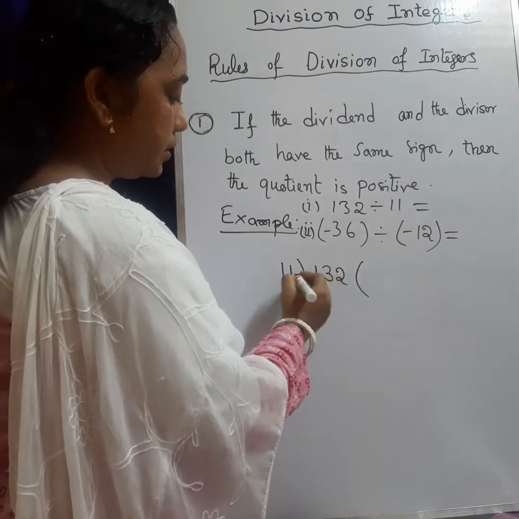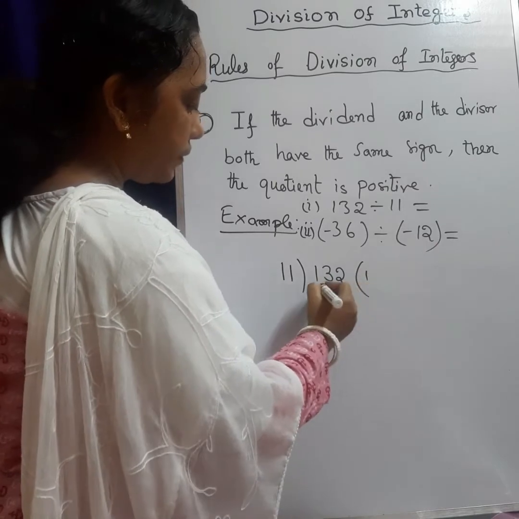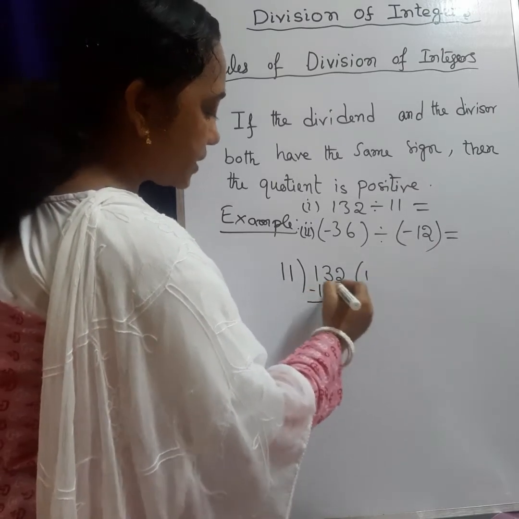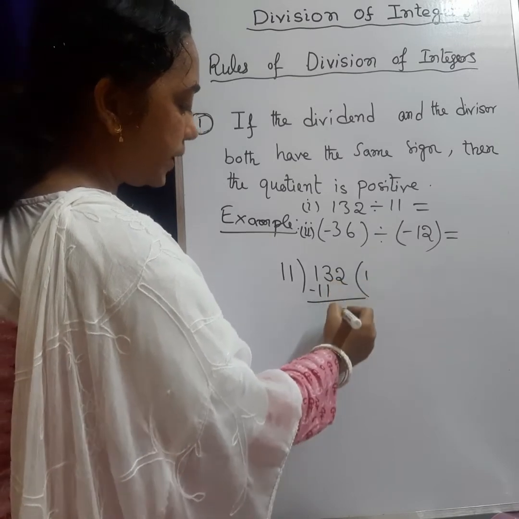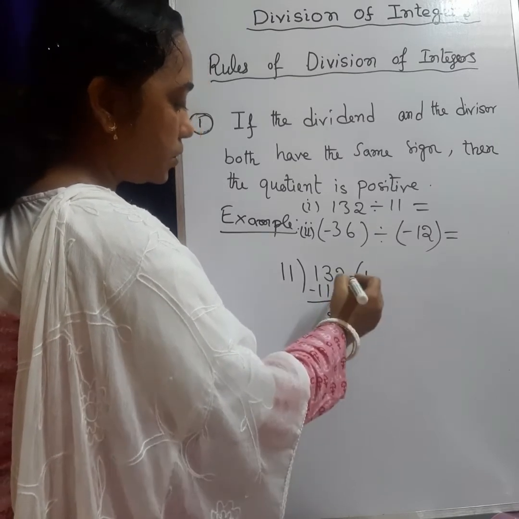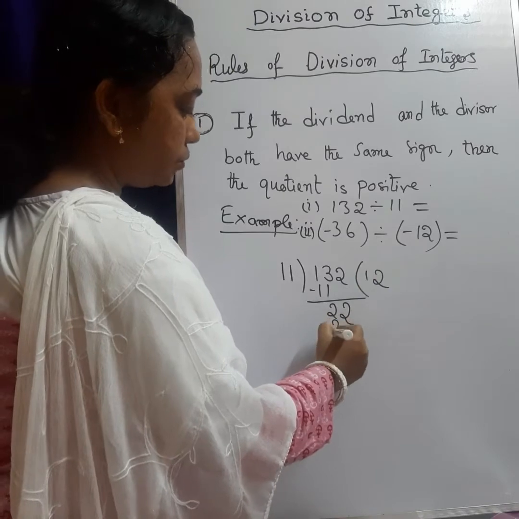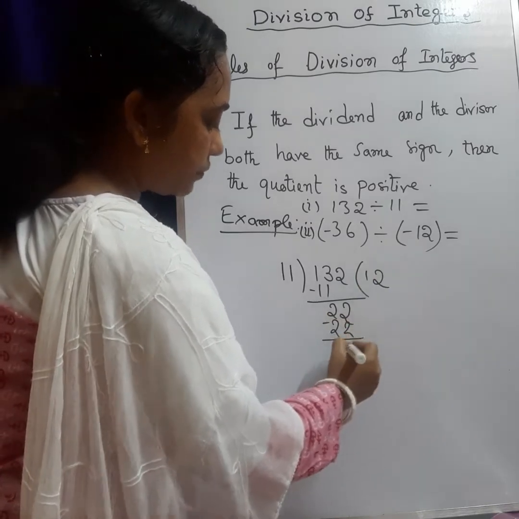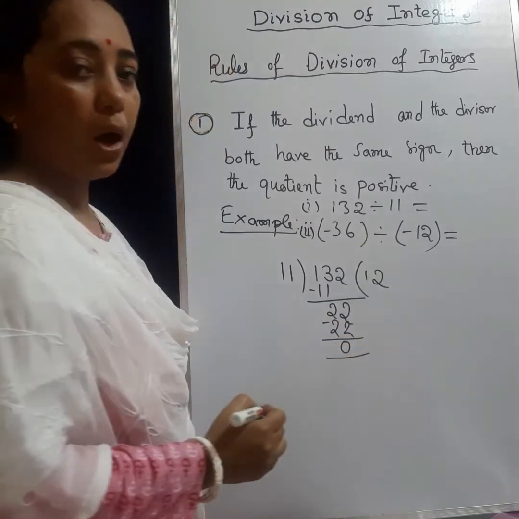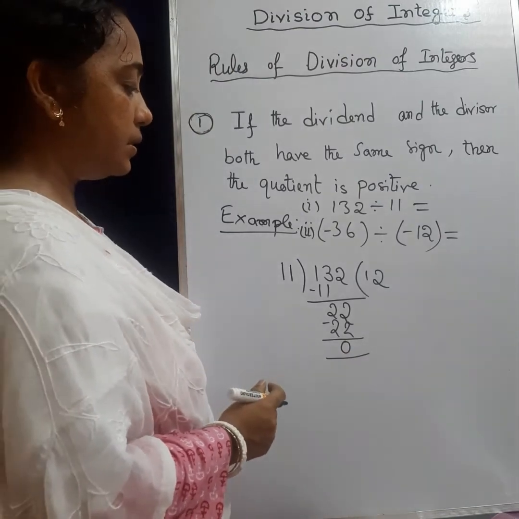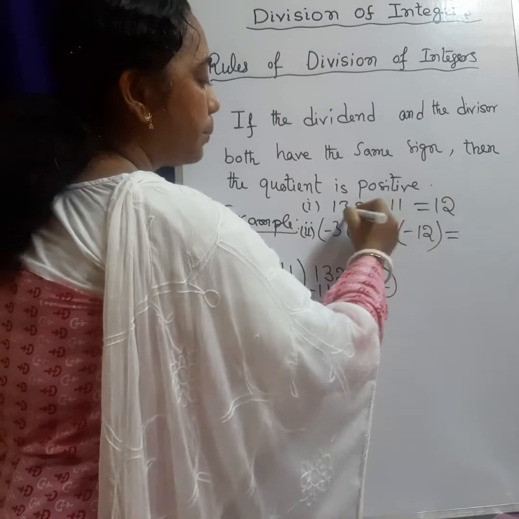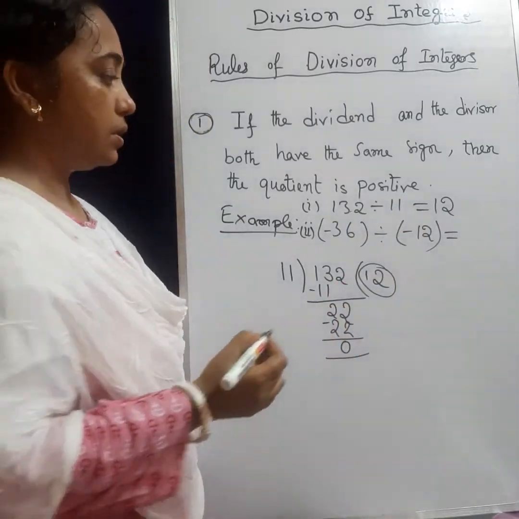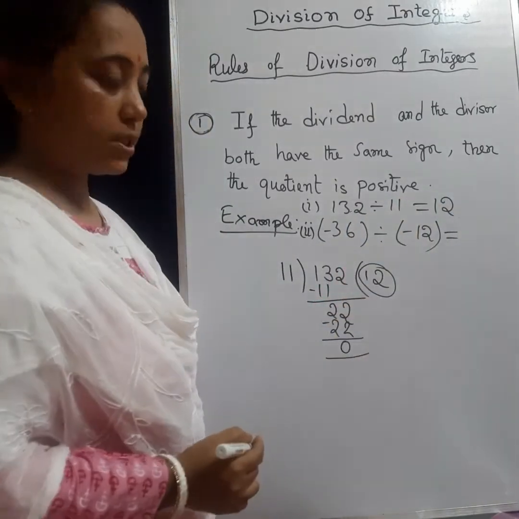Here 11 ones are 11. We subtract 11 from 13, so here we get 2. Then we bring down the next digit, that is 2. So 11 twos are 22. If we subtract them, we get the remainder 0, so we stop our division process here. Here we are getting the quotient as 12. As both are positive integers, their quotient will also be positive.